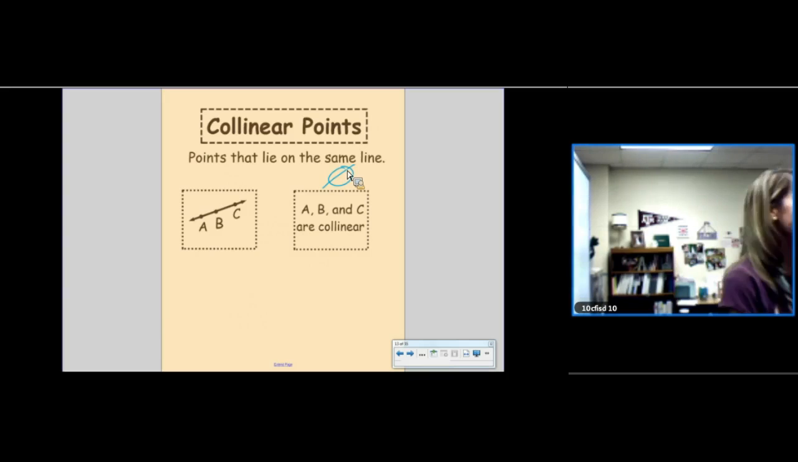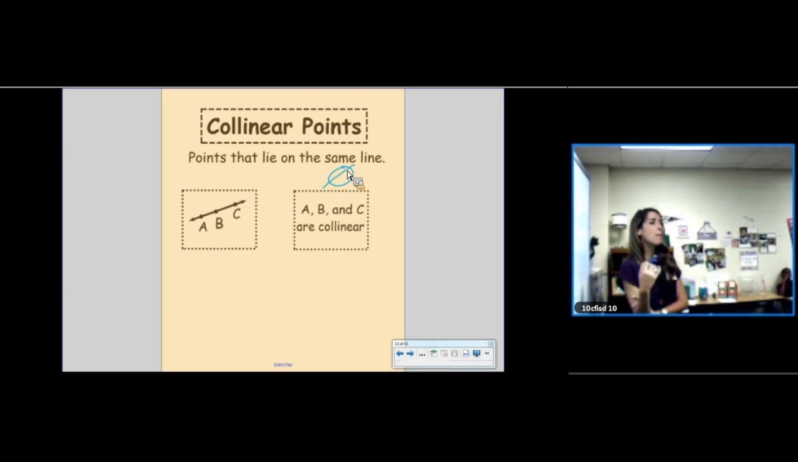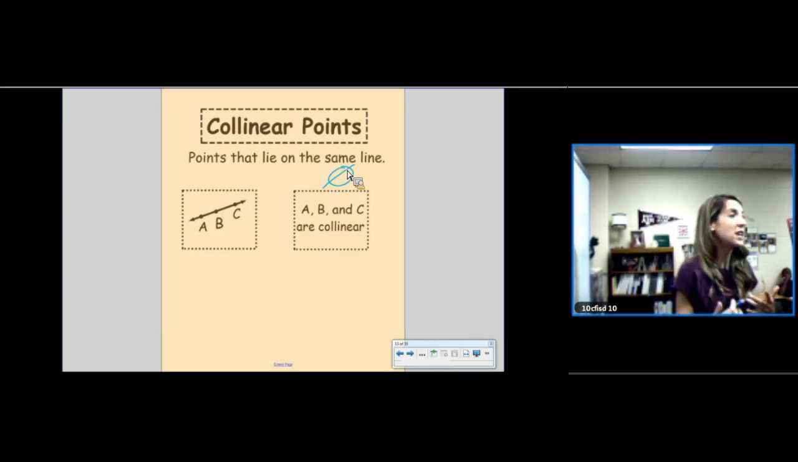So collinear. Say that out loud. Say it. Collinear, because people were saying it wrong a lot yesterday. I don't know what y'all were saying, but it did not sound like collinear. Think of a coworker. If I'm talking about my coworker, what does that mean about that person? What is a coworker? Works with you. Someone who works with you, like in the same building. My coworker is teaching across the hall right now.